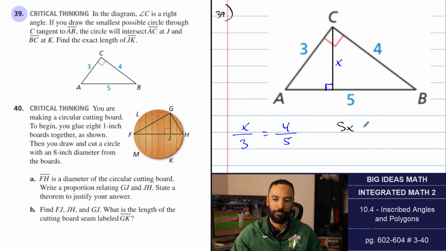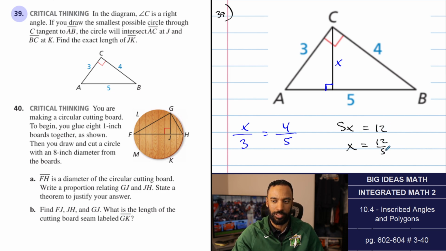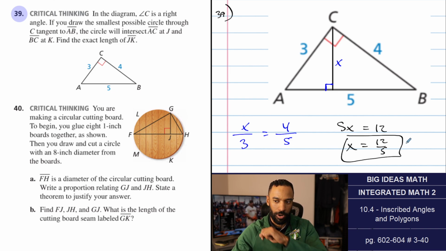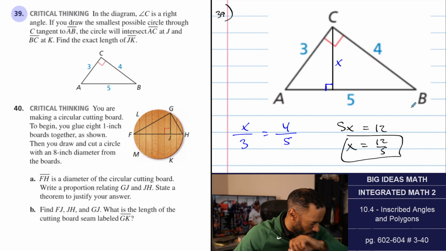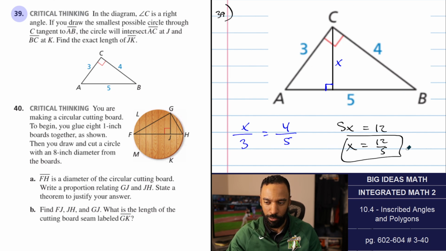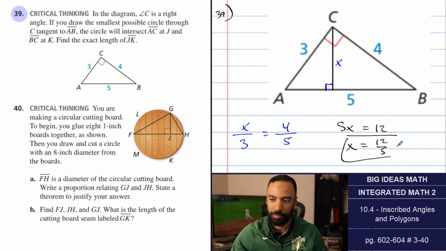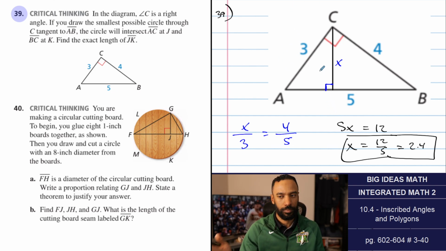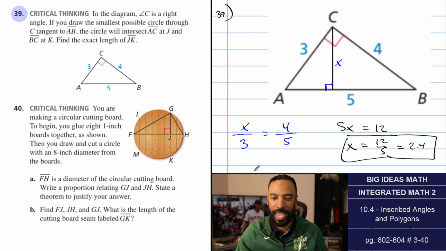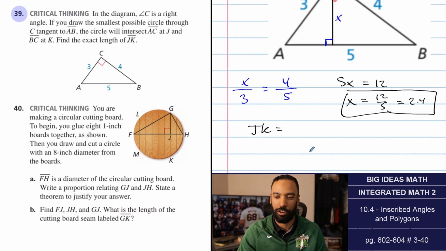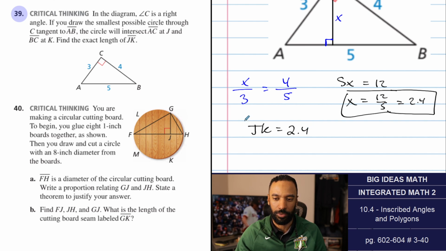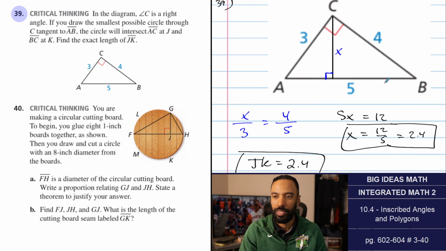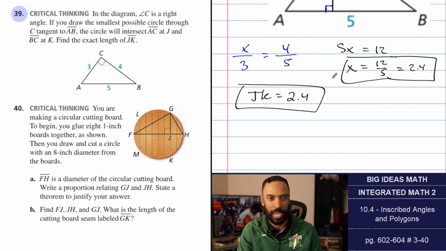Cross multiply and you get 5x equals 12. Divide both sides by 5, you get x equals 12 fifths. Excuse me. The exact length is 2.4. I don't know if we want one or the other there. 12 fifths or 2.4. And that's where I'm going to go with that one, number 39. Looks good to me. So JK is also going to therefore be 2.4. I think they'd like to see a decimal there. Now remember what the original drawing looks like and where that JK would actually be.